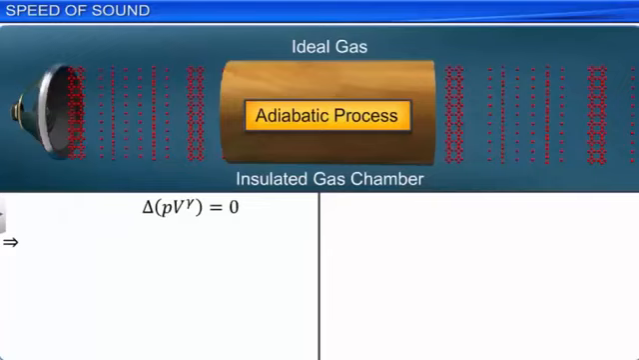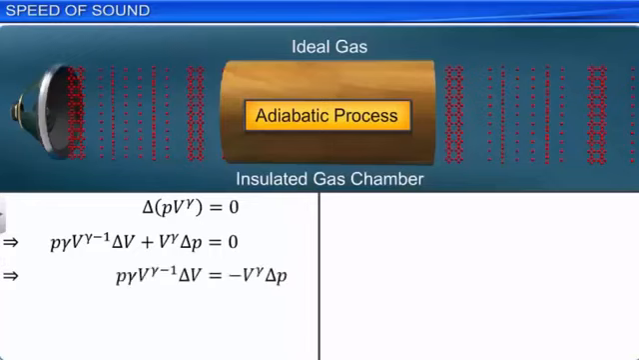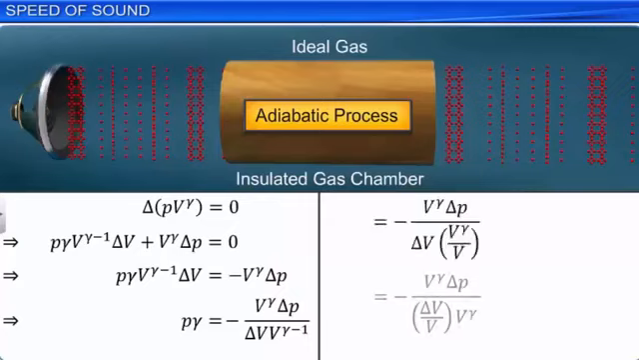This equation can be written as P gamma V raised to the power gamma minus 1 times delta V equal to minus V raised to the power gamma times delta P. Therefore, P gamma is equal to minus V raised to the power gamma times delta P by delta V times V raised to the power gamma minus 1. On further simplifying, we get P gamma is equal to minus delta P by (delta V by V). Thus, the bulk modulus of the gas is P gamma, and not just P, as Newton arrived at while deriving the expression.